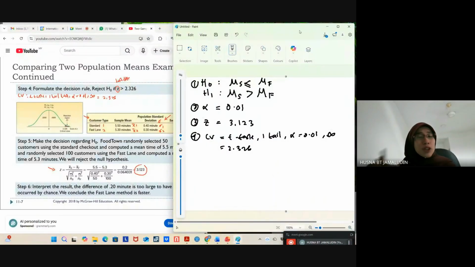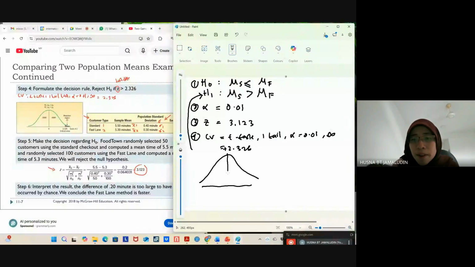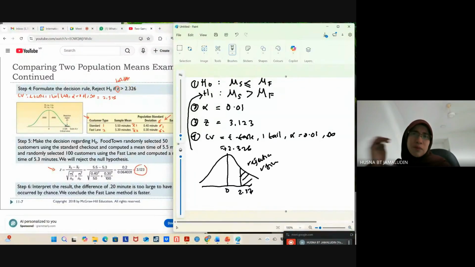Next, remember the sign of your CV, this is not done. The sign of your CV, because the table will give you positive, so you have to refer to your H1. So the sign of CV refers to H1. H1 is bigger, so bigger means positive. Then what's next? You have to draw your curve as big as possible. Positive will be on the right side, so 2.326. So CV will give you the rejection region.